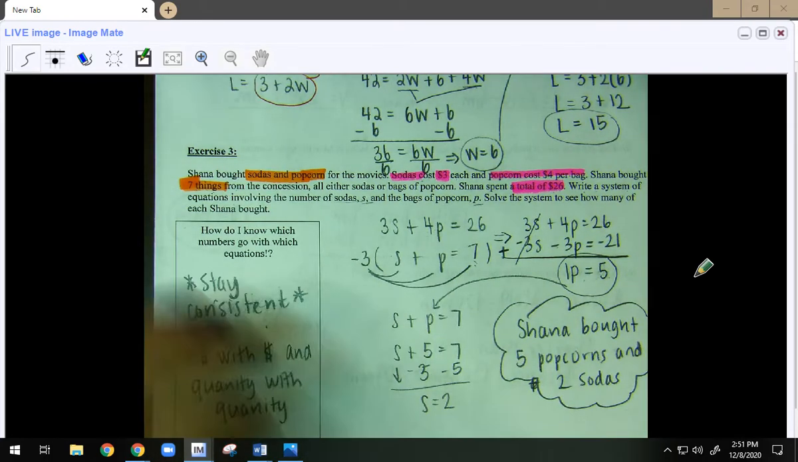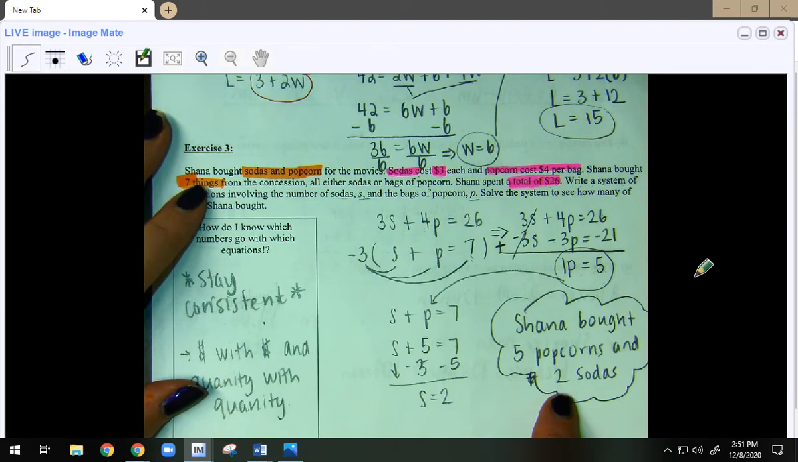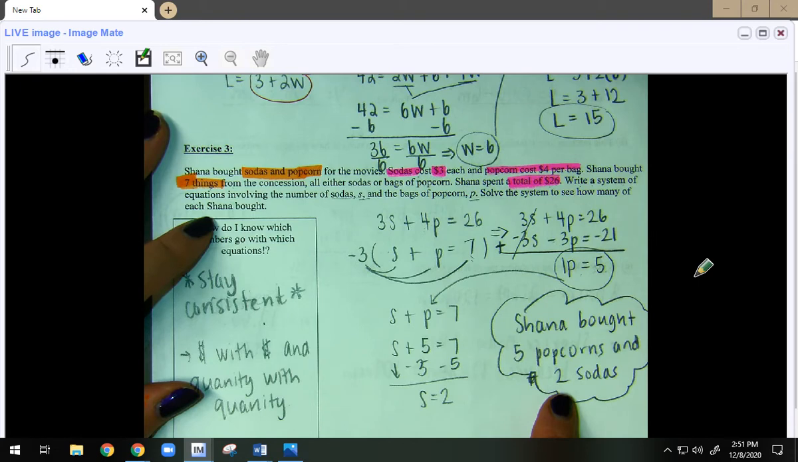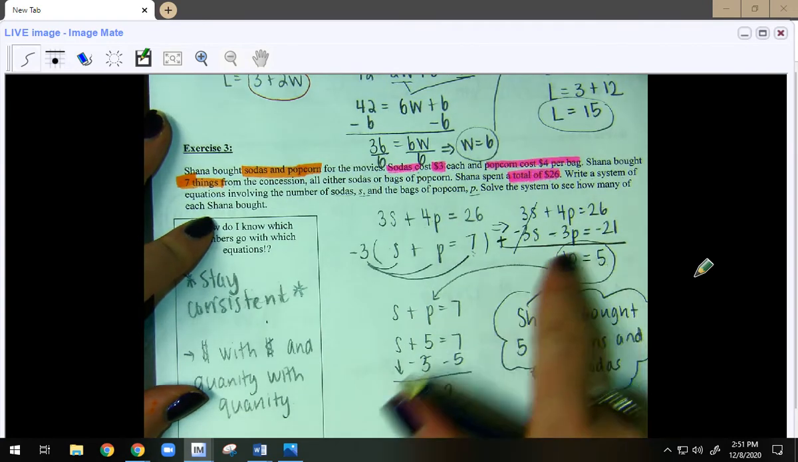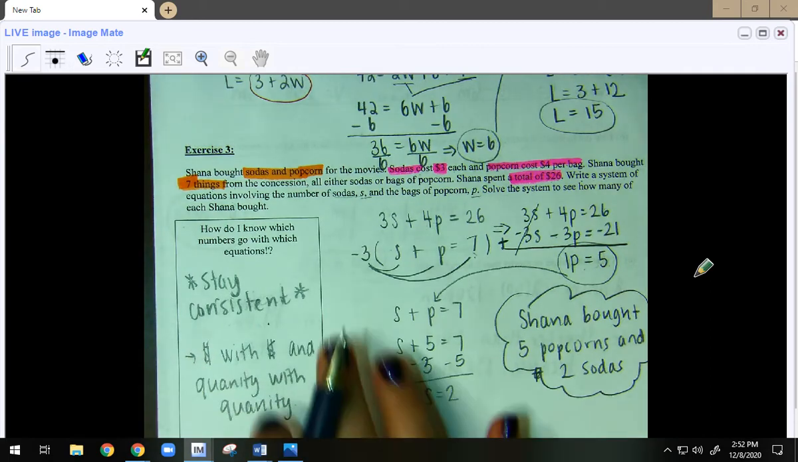So notice here, I wrote this down. If you do not write this down, you are not answering the question. The question says how many of each Shayna bought. Shayna bought 5 popcorns and 2 sodas. Not S equals 2. What does that mean? I don't know what that means. Make a statement, answer the question.